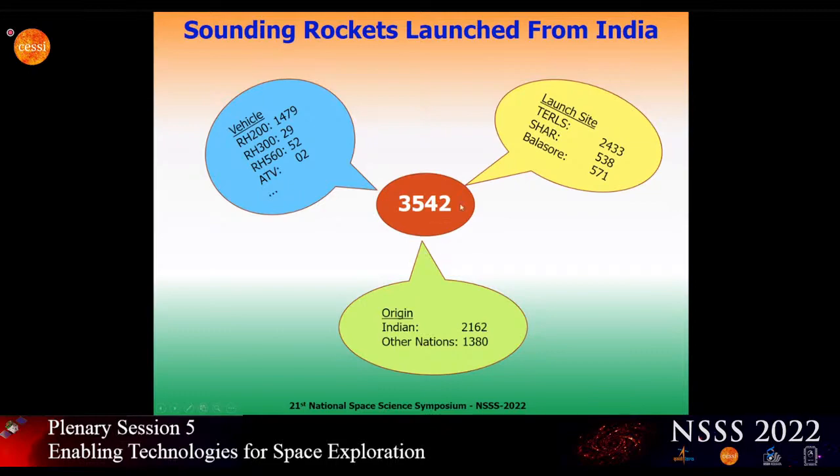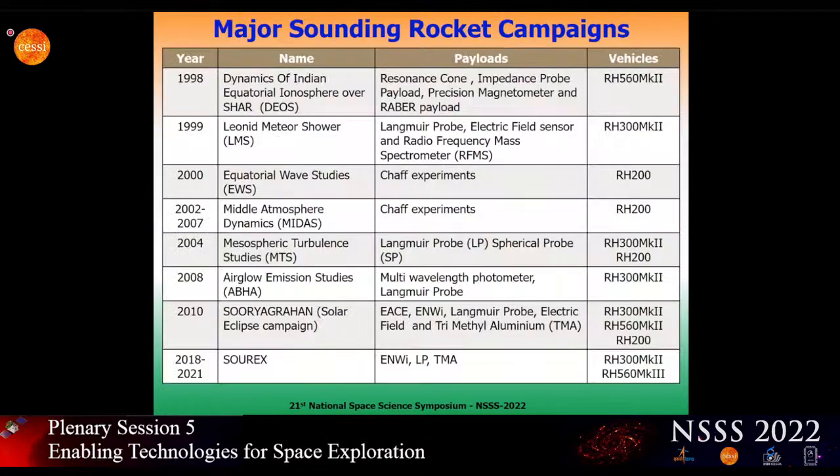Now, as I told earlier, we had 3,500 plus launches of our sounding rockets, mainly the RH-200, which have almost 1,400 plus launches, and also you see this 2,400 launches from TERLS, and that is what we have the numbers and the very successful launches so far. And many major campaigns we have had.